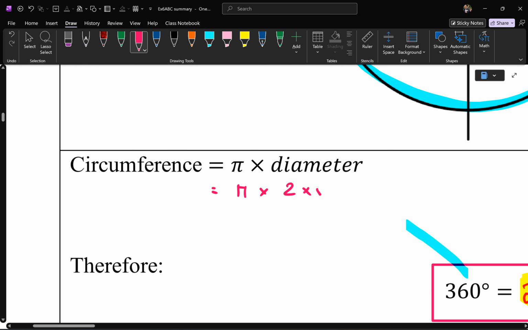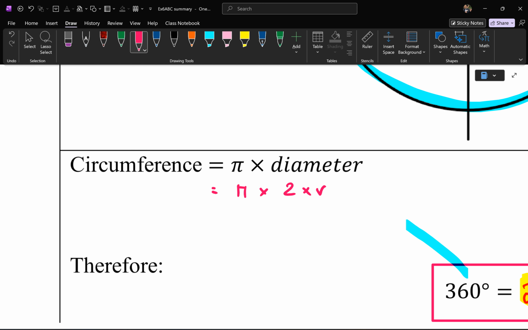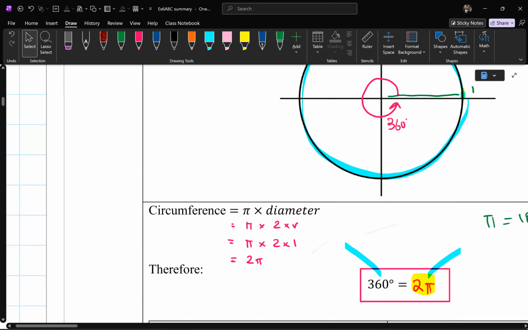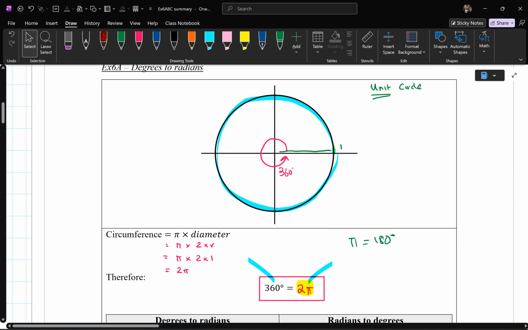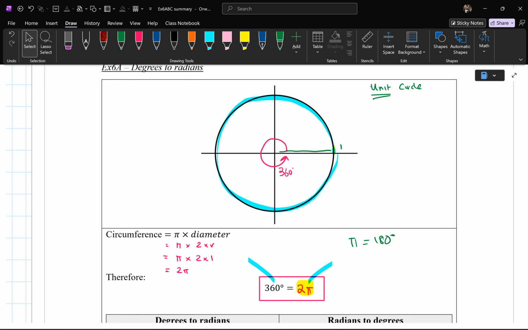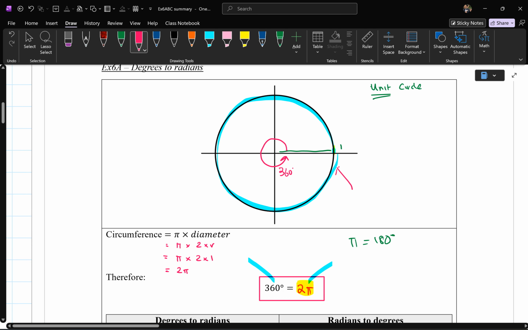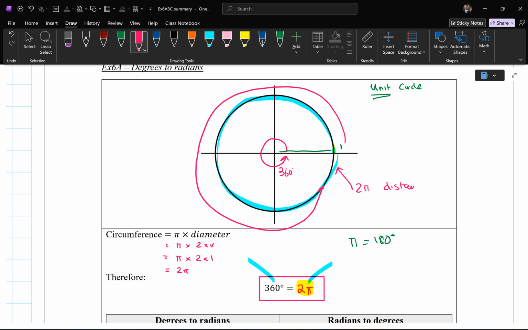Diameter is twice the radius. But if it's a unit circle, no matter what unit you're referring to, it's 1 unit. But if it's 1 unit, can you see why it ends up being 2 pi? So no matter which unit circle you're talking about, the distance around that circle is 2 pi distance. And when I say distance, it could be 2 pi centimeters, 2 pi millimeters, 2 pi meters, 2 pi kilometers. That's what it means. So now we know that the distance around the circle is 2 pi distance. That's how far it is.